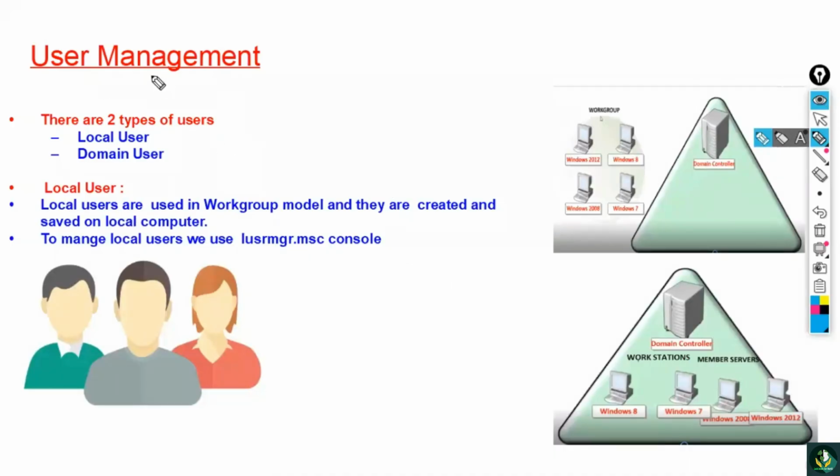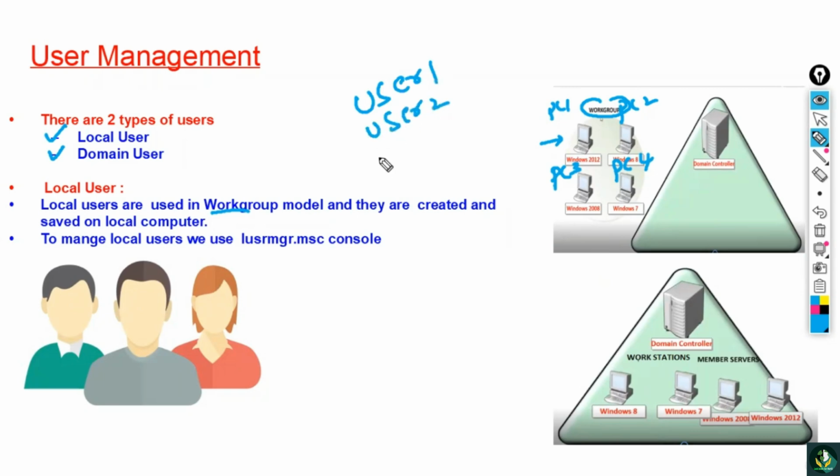So we'll see user management. So guys, there are two types of users. One is local user and the other is domain user. What is local user? Local users are used in workgroup model and they are created and saved on local computers. As we have discussed, we need to create the username and password on local computer. So in this example, we have 4 computers, let us say PC1, PC2, PC3, and PC4, and we have 4 users: user 1, user 2, user 3, and user 4.